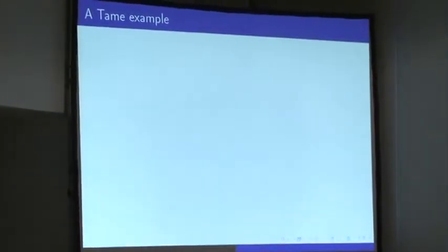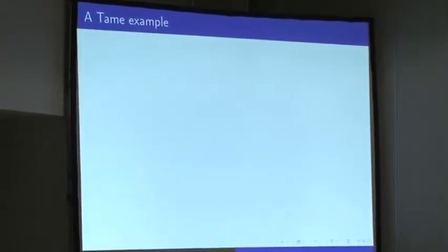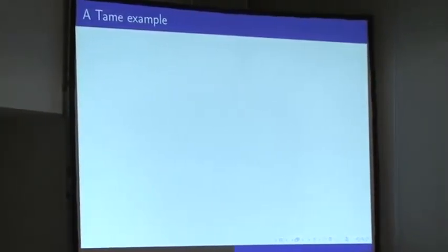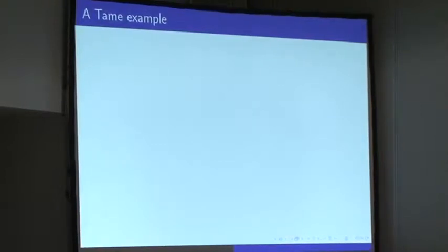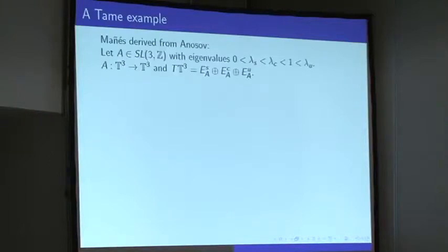So we have seen some wild examples where we have infinitely many chain recurrent classes. Of course, we have also tame examples. The tame examples, for instance, are the hyperbolic system, where we have just finitely many chain recurrent classes. But let me also give you another one, which is called Mañé's derived from Anosov, which says the following: it starts with a hyperbolic matrix with integer coefficients and with eigenvalues lambda s, lambda c, which are less than 1, and lambda u bigger than 1.